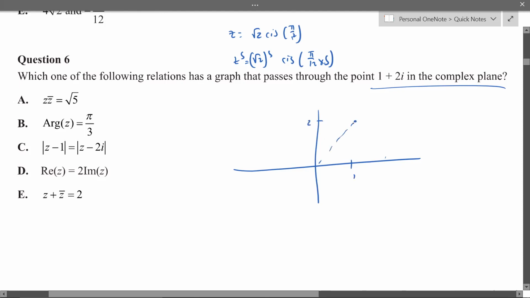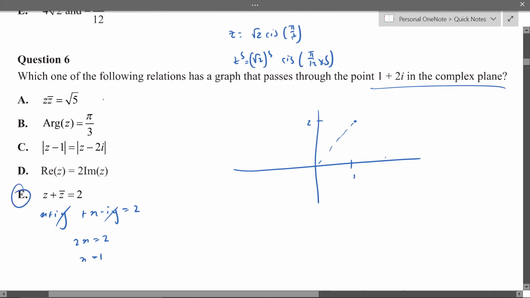So trial and error always start from the bottom. So x plus iy plus x minus iy equals 2. These will cancel. 2x equals 2, x equals 1. And you can clearly see that's the answer because it goes through the point. So that's why you always start from the bottom.